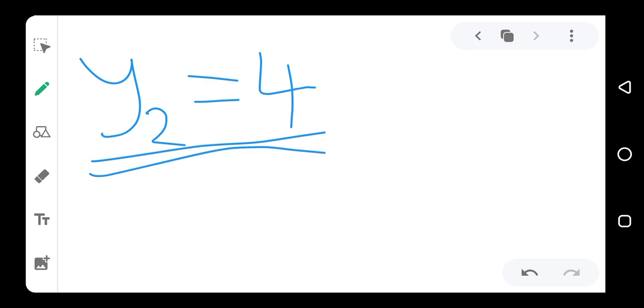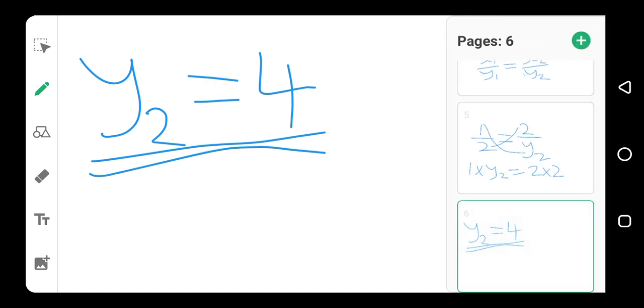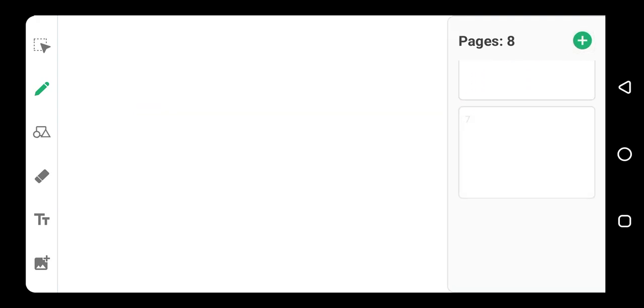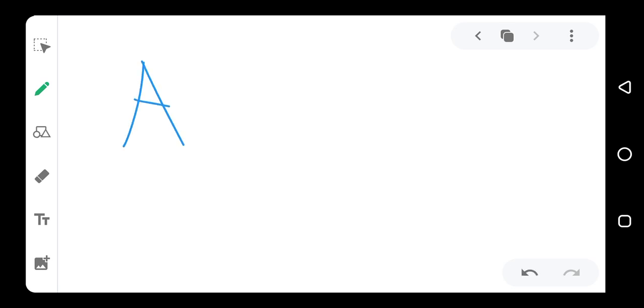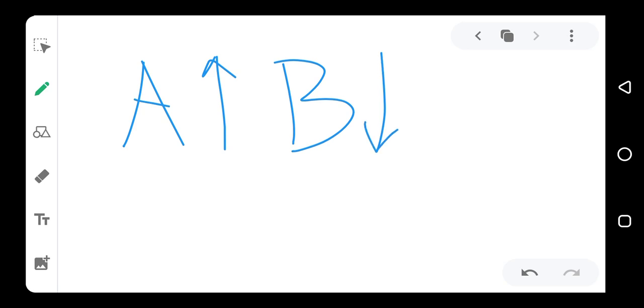Now let's look at the indirect variation. In indirect variation, if you have a and b as the variables, if a is increasing, b will be decreasing, or a is increasing, b will be reducing. So if you have a and a is increasing, then b will be reducing.